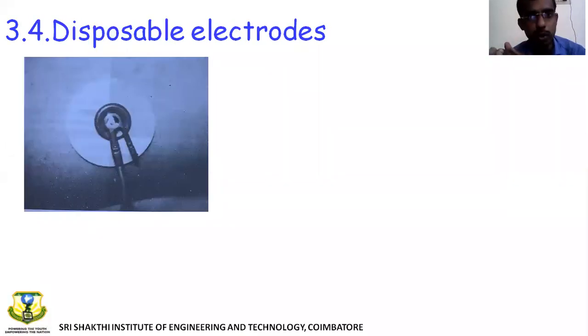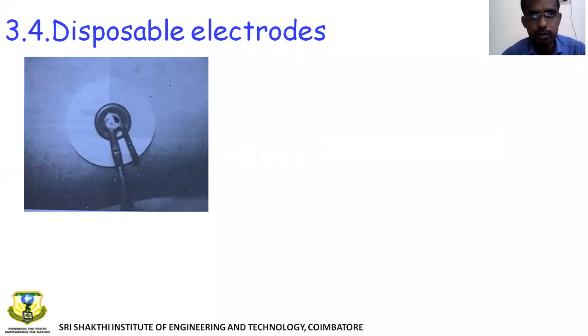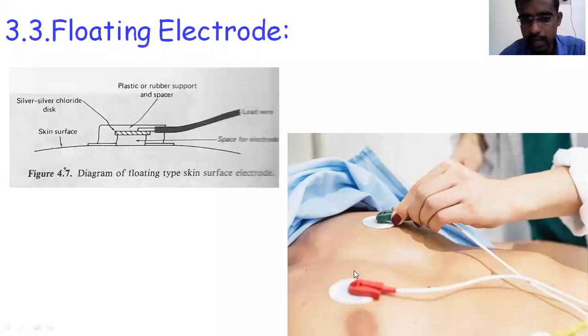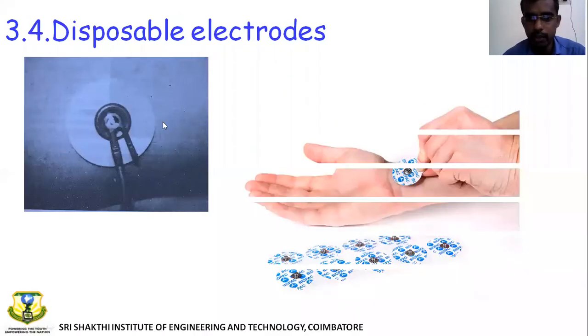The next one is disposable. This is also a floating electrode, but it is disposable in nature. The previous one you need to sterilize, and you can reuse it again and again. Whereas this one is use and throw, so you can use it only once. In the previous one, you need to apply jelly, the electrolyte, something similar to Vaseline. Whereas this one is ready-made. You can buy it.